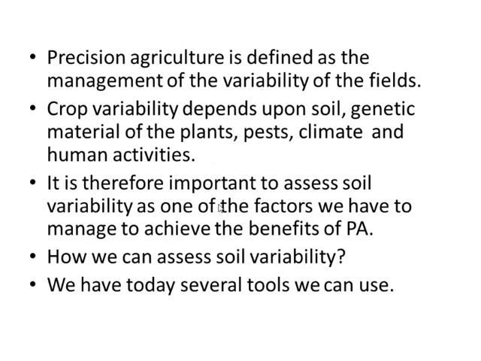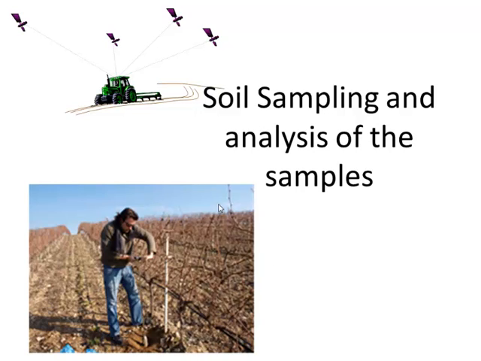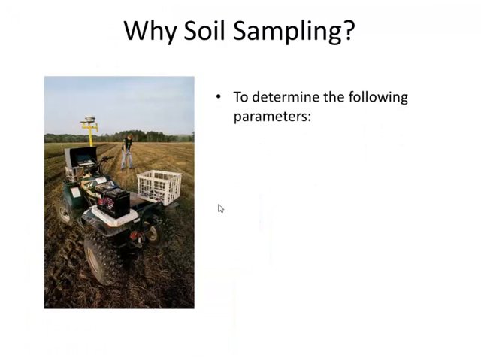As you already know, precision agriculture is defined as the management of variability of the fields. Since the soil is the basis of all crops, it is important to know the variability of the soil in order to be able to manage our fields. So the key point in our precision agriculture studies is to know the variability of the field. What we are doing is taking samples of the soil and analyzing them in order to produce this analysis of the variability.